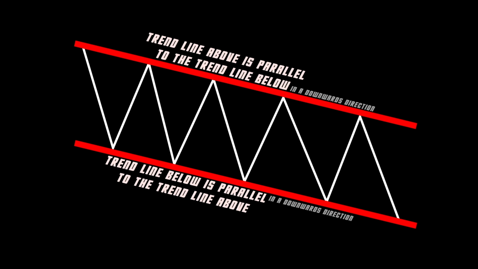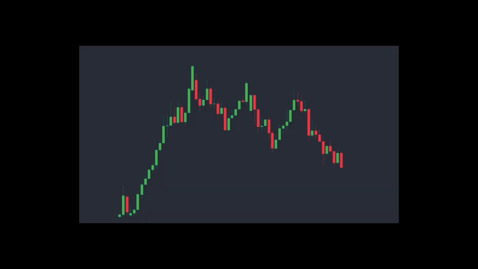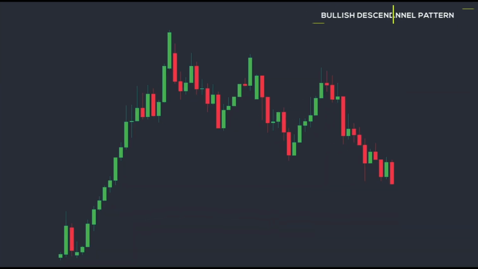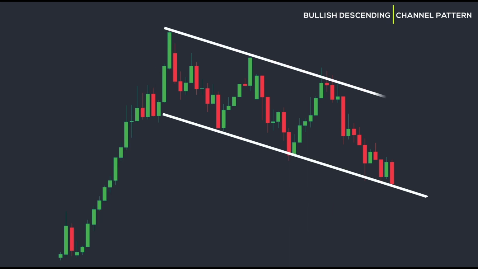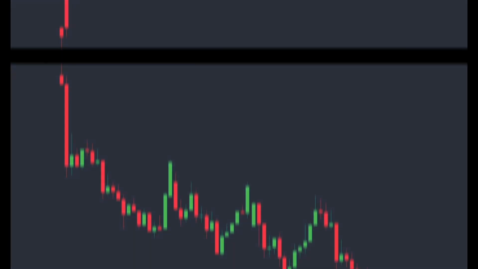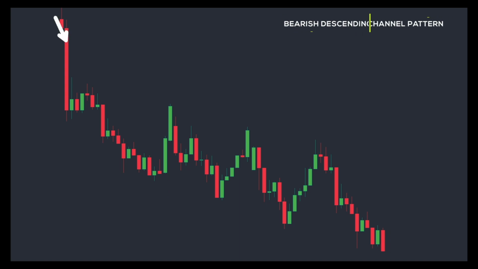Also, this pattern can be formed in both a bullish and a bearish market. A bullish descending channel starts with an uptrend followed by the pattern formation. A bearish descending channel starts with a downtrend followed by the pattern formation.